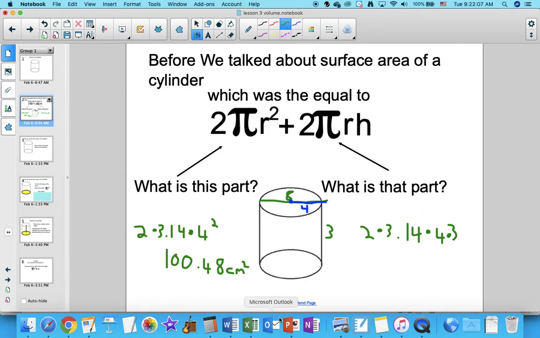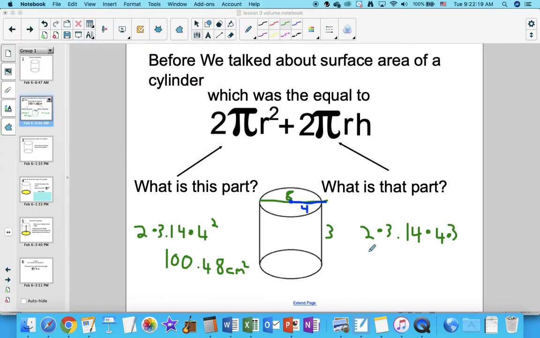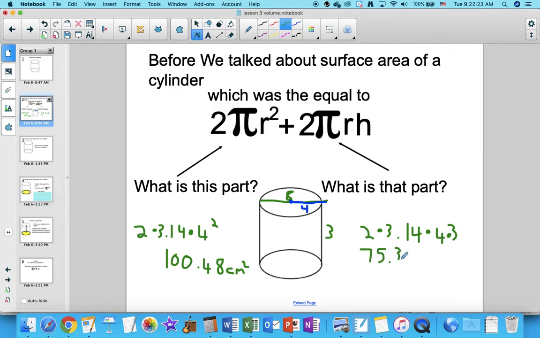So then I'll just do that. So then I take my calculator again, and I go 2 times 3.14, right, times 4 times 3, which is 75.36 centimeters squared, right? So now I have the area of the side and the area of the top and bottom.